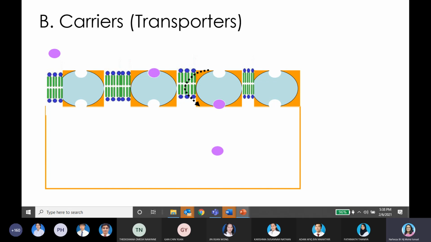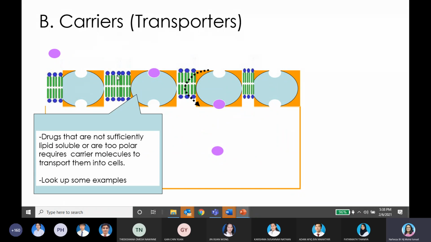I think the receptors are the part some students find more complicated, but I think the non-receptor mediated mechanisms are pretty easy to understand. This one just transports drugs that are not sufficiently lipid soluble or are too polar. It requires carrier molecules to transport them. It just cannot cross the membrane on its own, so it needs some carrier mechanisms, okay? And I want you to do some homework and look up some examples.